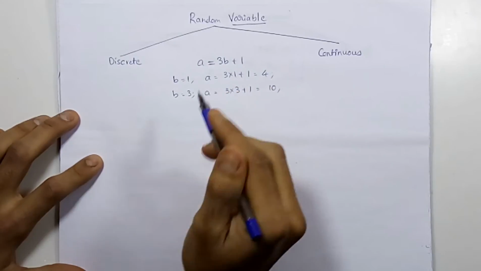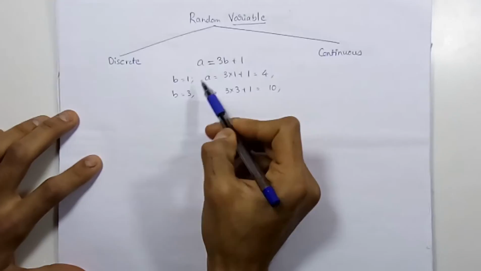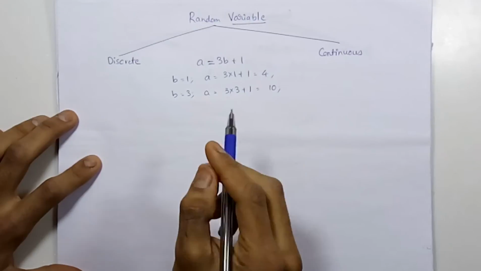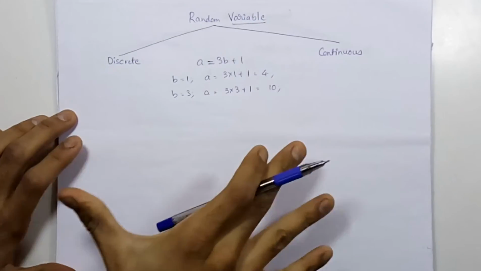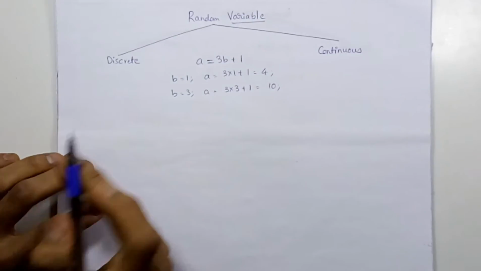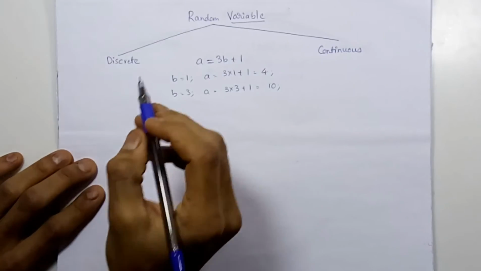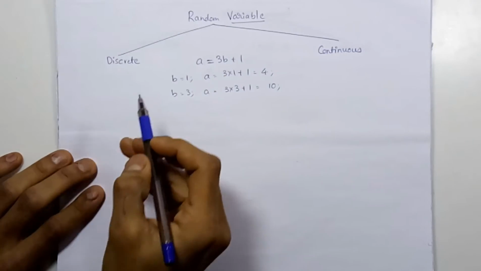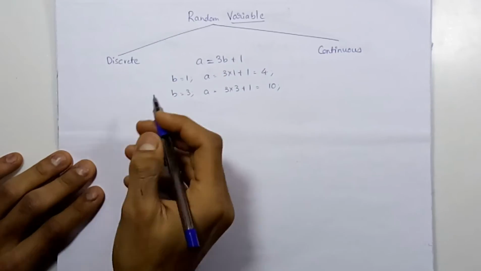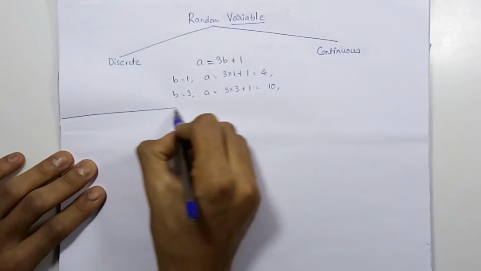So this concept where a varies when b changes is called a variable, right? A variable is something which basically changes under a given circumstance. So let me explain what a random variable is and where a random variable is used in probability.